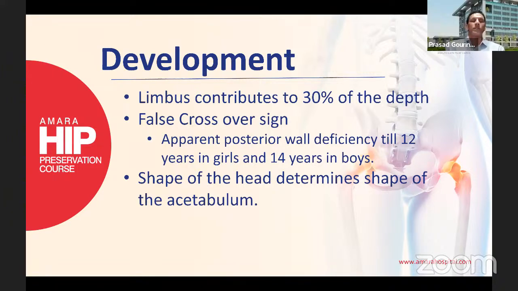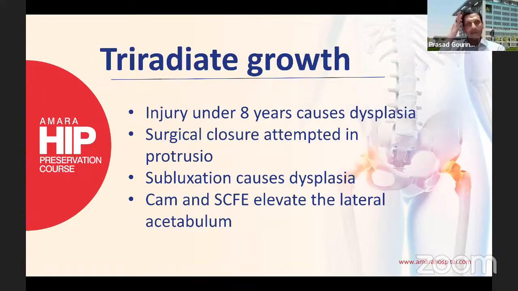Triradiate cartilage is usually open to about 13 years in girls and into 15 years in boys. Injury to triradiate cartilage in older children is not going to cause much problems. Injury under 8 years of age can cause what's called post-traumatic dysplasia. Triradiate growth is more important under 8 years of age. And you also don't expect much remodeling after 8 years of age. Most remodeling happens under 4, and some may happen up to 5, but you don't expect any improvement after 8.